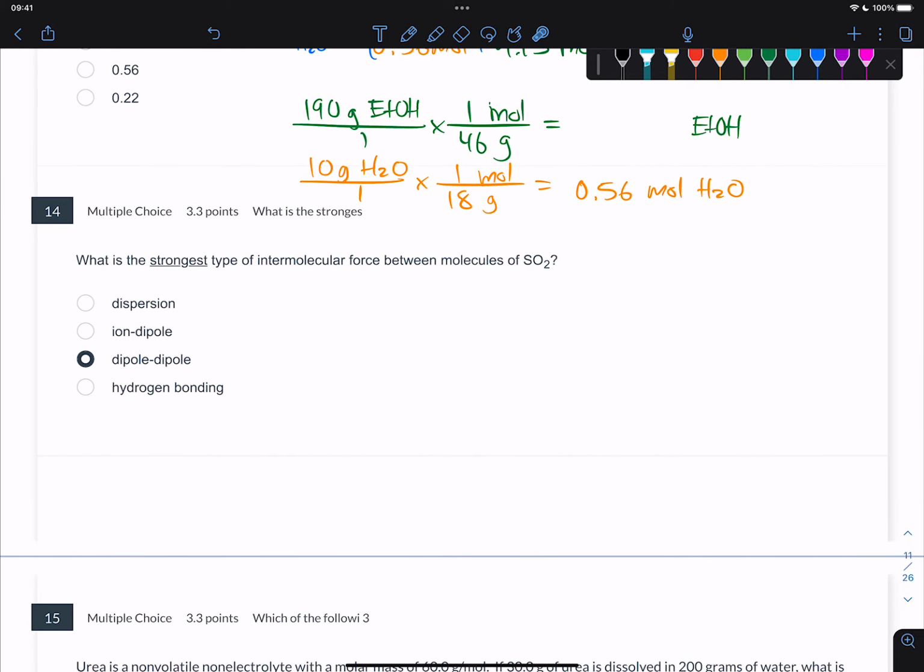So it says, what is the strongest type of intermolecular force between molecules of SO2? So you probably want to draw out SO2 because it looks very much like CO2. It looks kind of balanced-ish. But you got to learn, or remember, I should say, how to do Lewis structures.